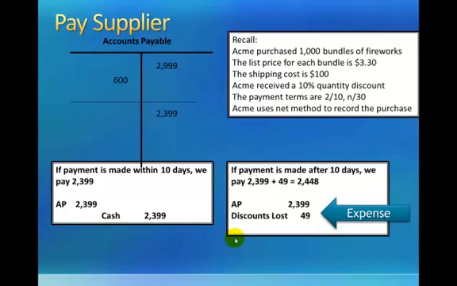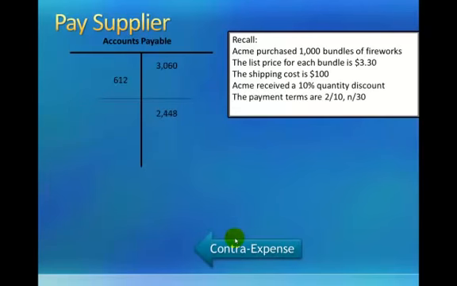We're going to debit an account called discounts lost for the $49. Discounts lost represents an expense, and it's an expense because there's an extra charge associated with paying after the 10 days. The discounts lost is very similar to an additional charge for the privilege of paying late. Then we credit our cash account $2,448, which represents the amount that we owe the supplier if we're paying after 10 days.